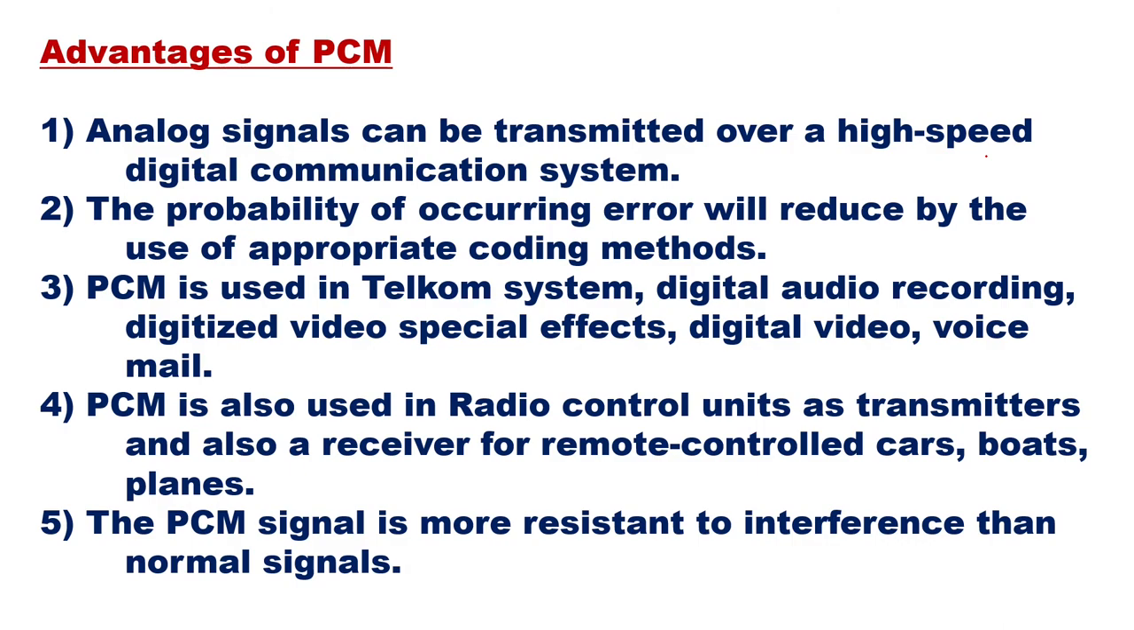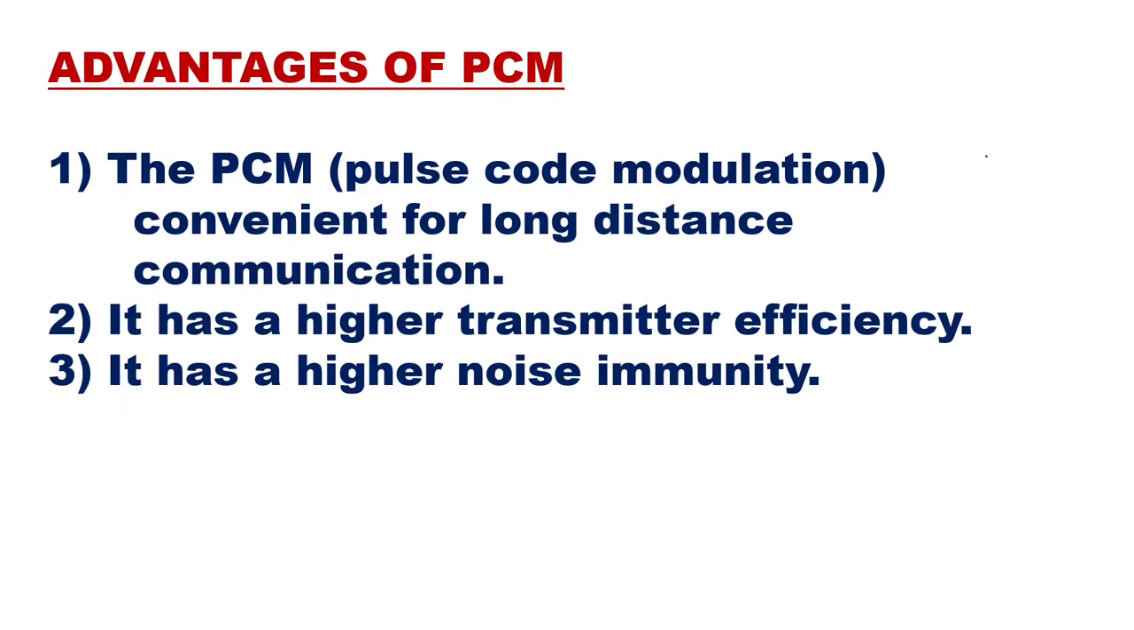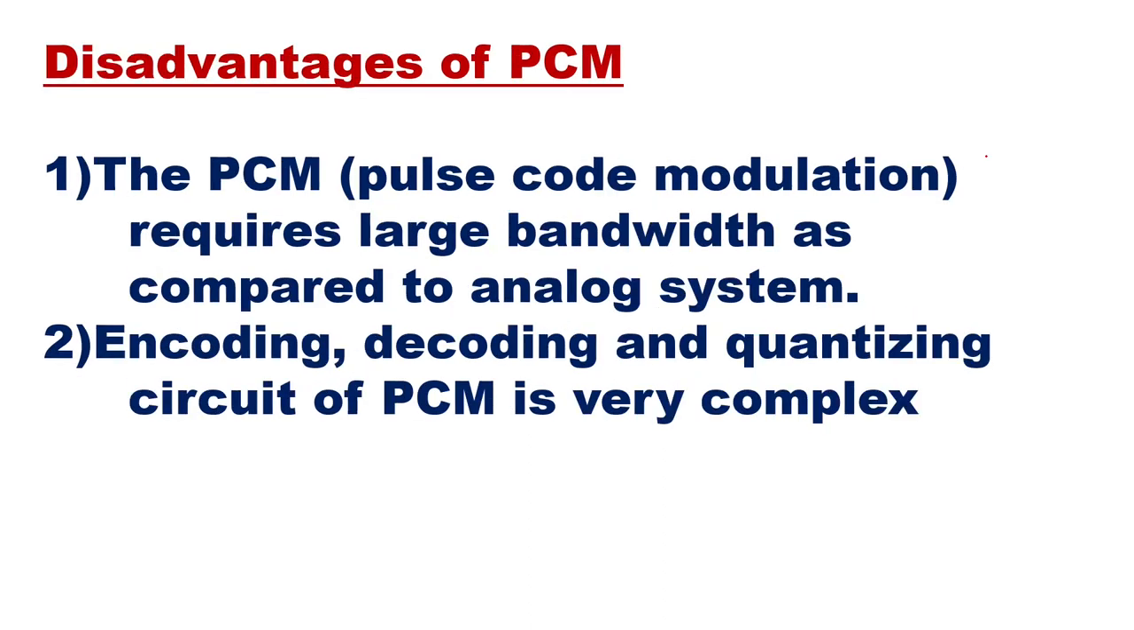If you want to put these advantages in an easy way, then you can also say that pulse code modulation is convenient for long distance communication. Second, it has a higher transmitter efficiency. And third, it has a higher noise immunity. These also you can give as advantages.